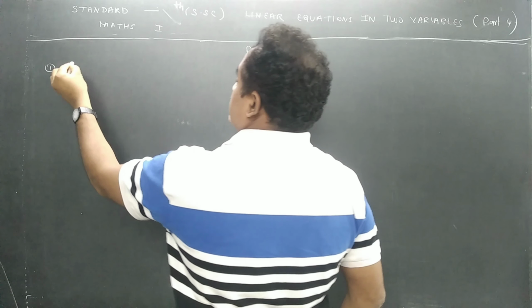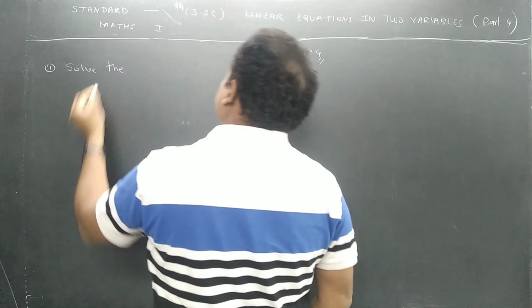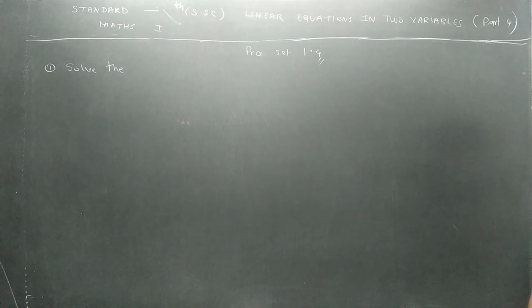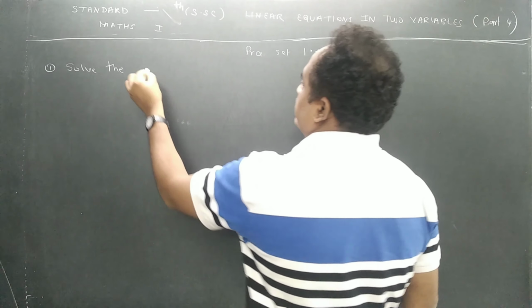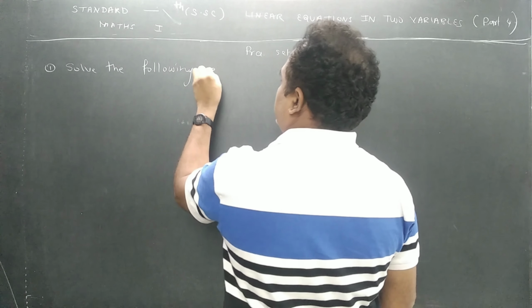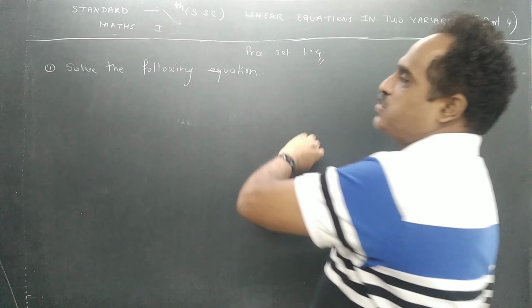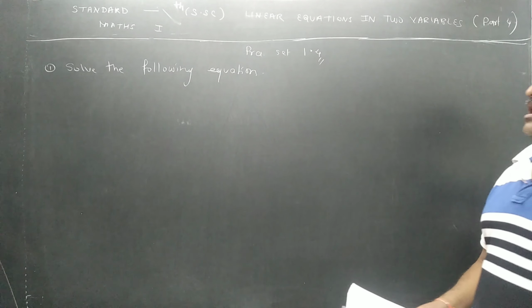They have given solve the simultaneous equation, but these questions which are given, they are not simultaneous equations. So I'll just write solve the following equations. Because these questions, whatever they have given, they are not simultaneous equations.